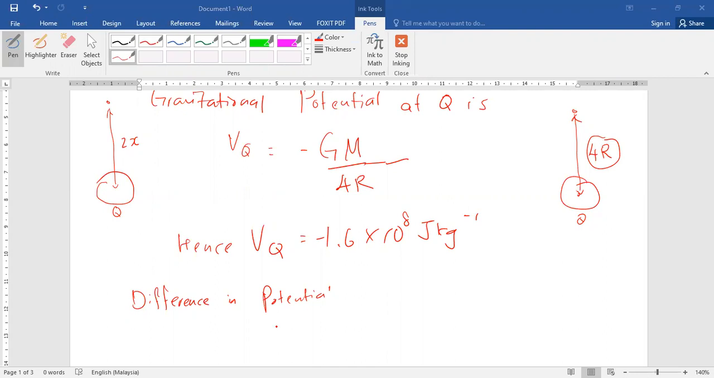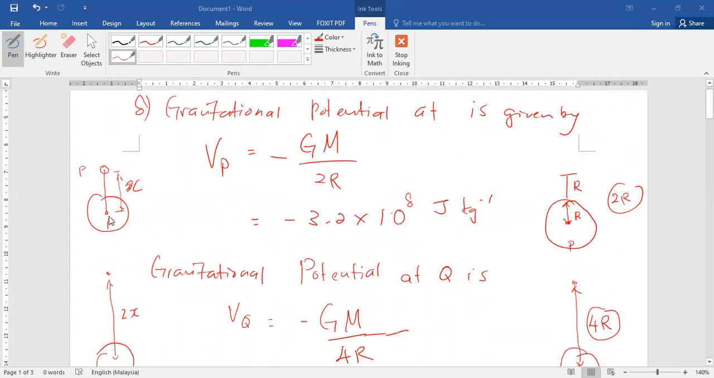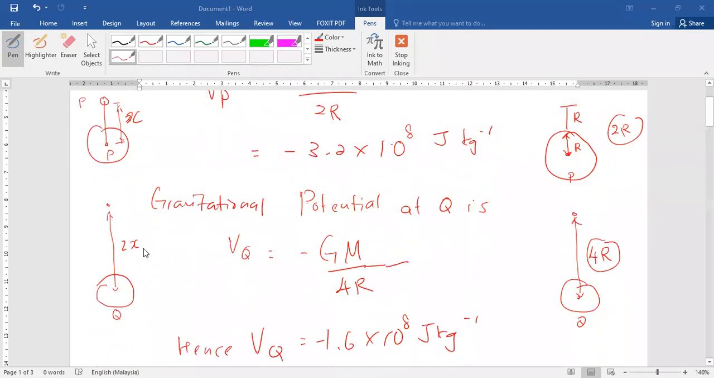X is the radius to the center of the Earth. I didn't say that X is the center of the Earth, but X is a distance from the center. So we need to understand this one first. They said that the distance of x is from the center of the Earth to the object, but y is also from the center of the Earth to the object, but the distance is double of x.